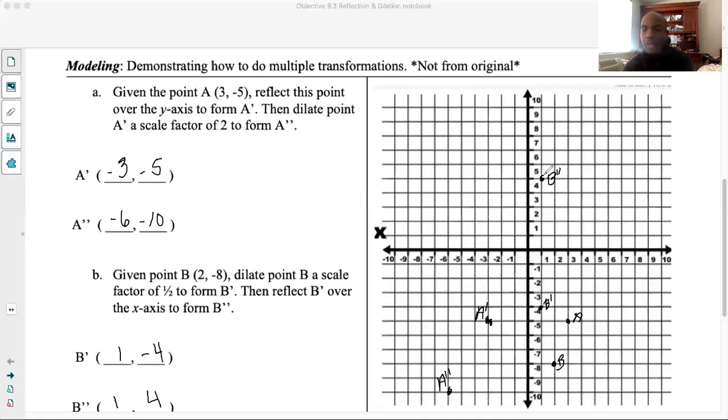Please practice both of these transformations together. I don't believe it's too complicated, but feel free to write a comment underneath the actual section on Delta Math.